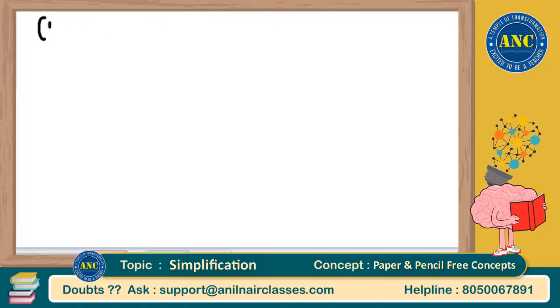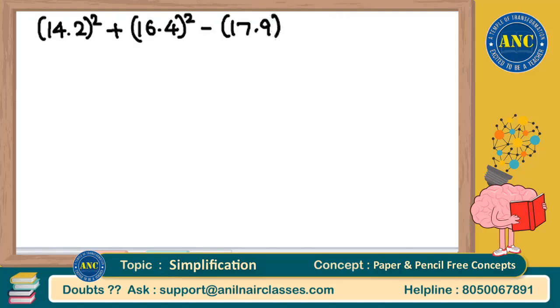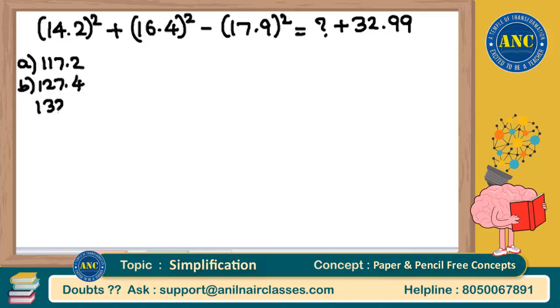Your question is 14.2 whole square plus 16.4 whole square minus 17.9 whole square is equal to question mark plus 32.99, right? Question mark plus 32.99. Your answer options are 117.2, 127.4, 132.4, 140.6, and the fifth option is none of these, right? The fifth option is none of these.